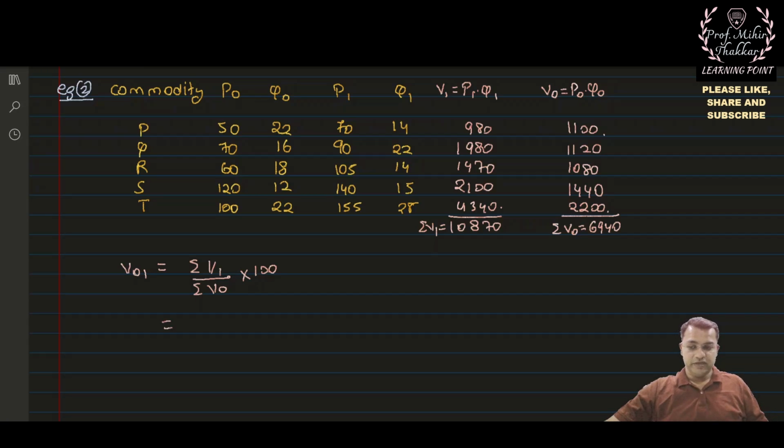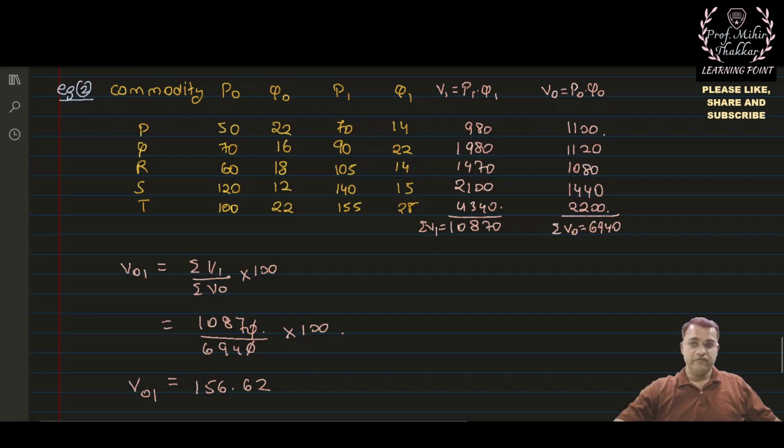So friends, over here V01 value is equal to summation of V1 divided by summation of V0 into 100. Summation of V1 is 10,780, in fact 10,870, I'm sorry, divided by 6,940 multiplied by 100. On cancelling the zeros and simplifying the further fraction, you get the answer as V01 is equal to 156.62.